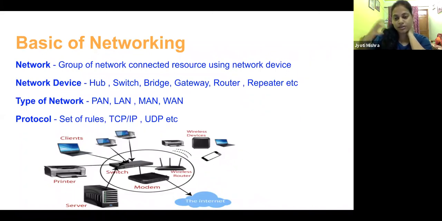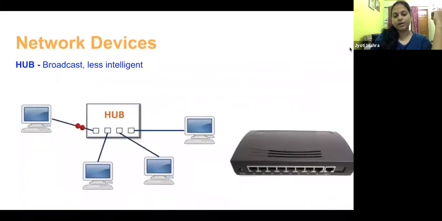Since 2-3 parties come together to communicate, there has to be some rule. Those rules are called protocols, and some of the known protocols are TCP/IP and UDP. Followed by hub. As you can see from the picture, this is for a PAN or LAN kind of network, wherein if I want to send information from here to here, it goes first to the hub, and then the hub would broadcast it to the other 3 computers.